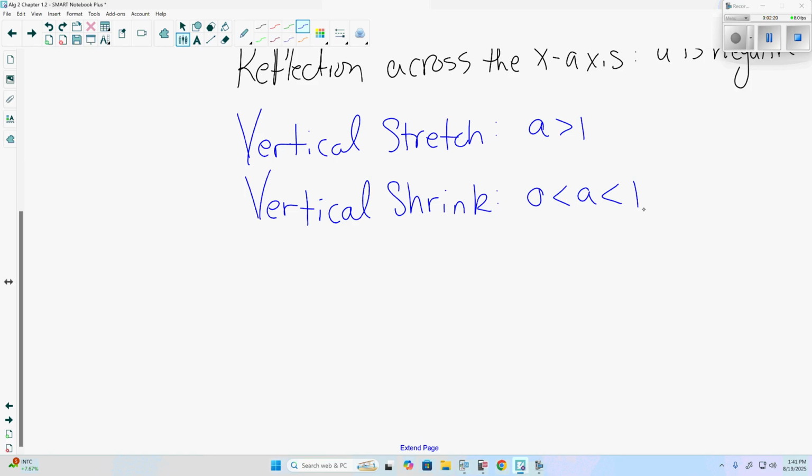Because when we stretch the function, we say it has a vertical stretch, we're increasing the values of y faster, so it's increasing faster along the y-axis. If we shrink it, it's increasing slower. And the way this looks graphically, especially with absolute values and quadratics, is that the sides of the function get closer together when we stretch it. When we shrink it, it gets farther apart.